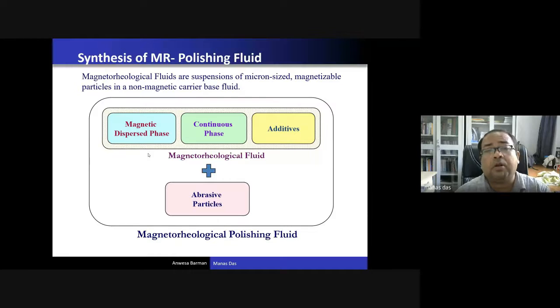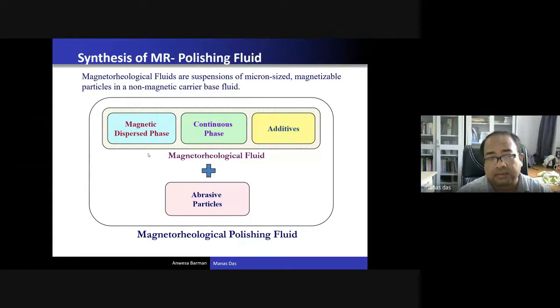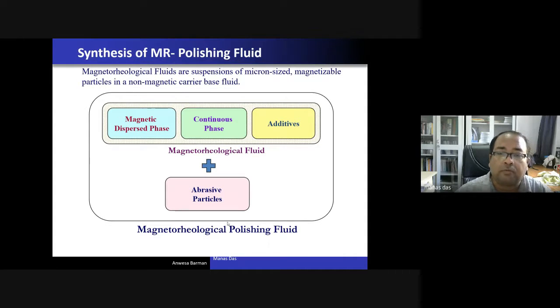What happens otherwise is that all these ferromagnetic particles, which we call CIP particles, carbonyl iron particles, come close together and make an agglomerated mass. So bigger size particles are generated, which is not required. We need homogeneous iron particles and homogeneously distributed abrasive particles. So this is the MR fluid, and when we add abrasive particles into that, it becomes a magnetorheological polishing fluid.